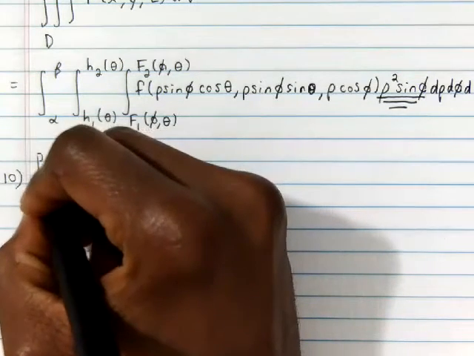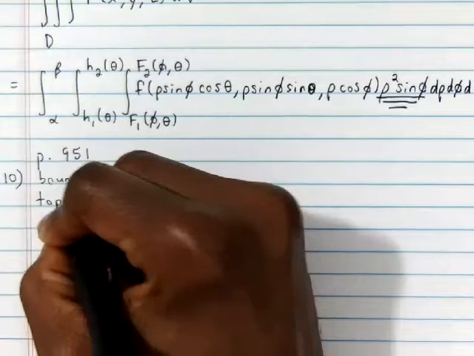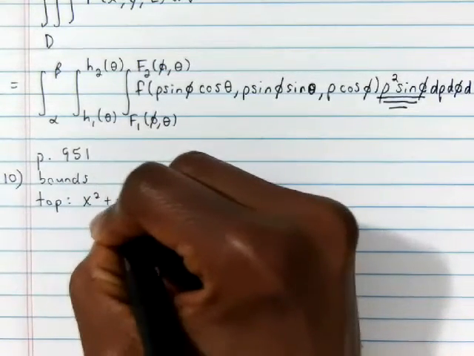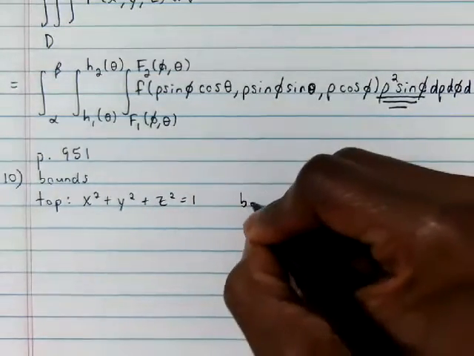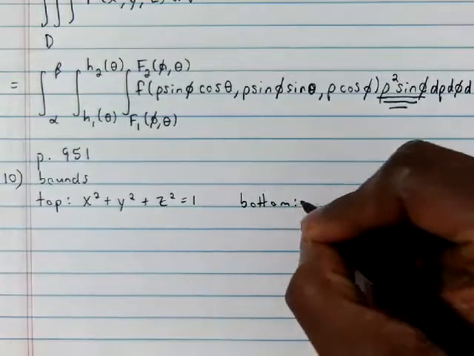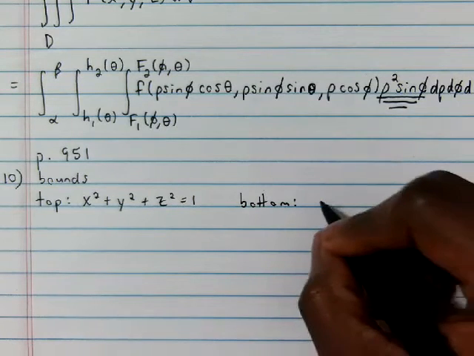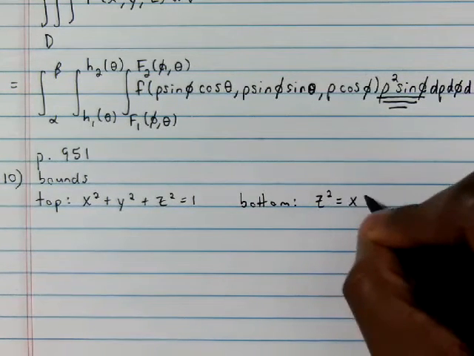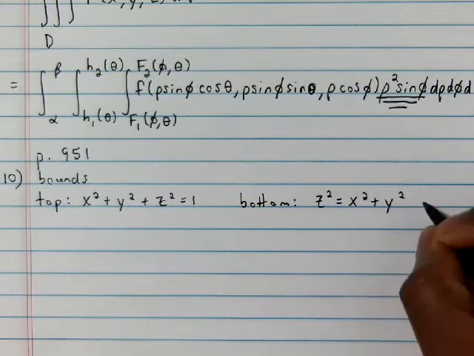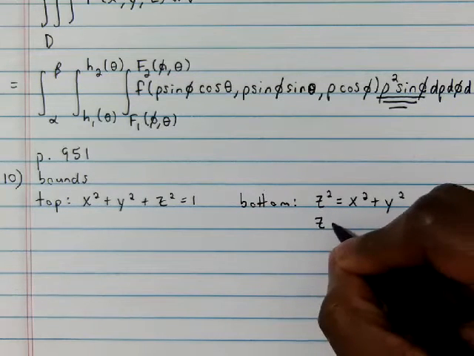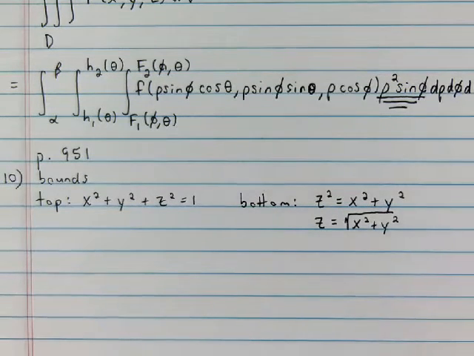Remember, this is to get our bounds. We're told that the top is x squared plus y squared plus z squared equals 1. The bottom we were told was the upper nappe of the cone. So they gave us z squared equals x squared plus y squared, but they told us that it's just the upper nappe of the cone. So for us, it's just z equals the square root of x squared plus y squared. That's the upper nappe of the cone.